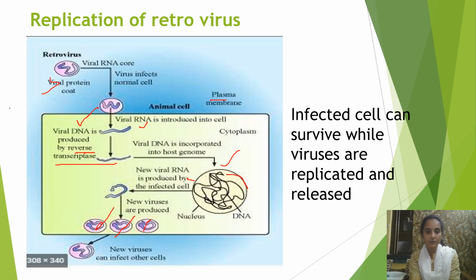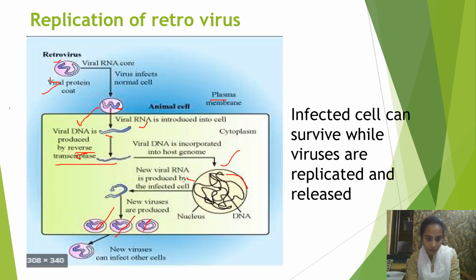Once again you can see here. So what's happening? The retrovirus is coming here. Now this retrovirus has the genetic material of RNA, and they infect a normal cell. This viral RNA will get into the host cell, and by the process of reverse transcription, the viral DNA is synthesized, and the enzyme that we are using here is reverse transcriptase. Now this viral DNA then gets incorporated into the host cell, and once they get infected, the viruses are replicated, the number is increased and they are released.